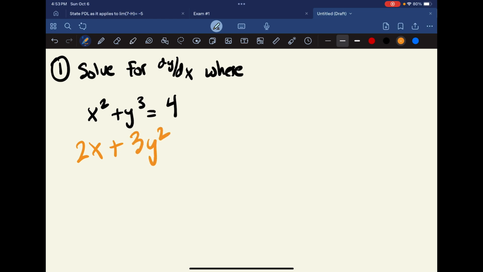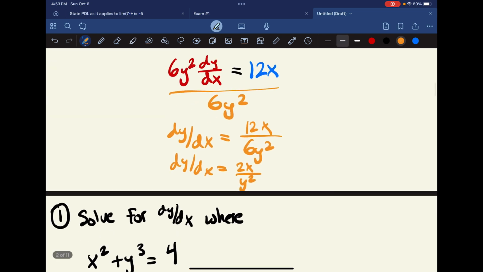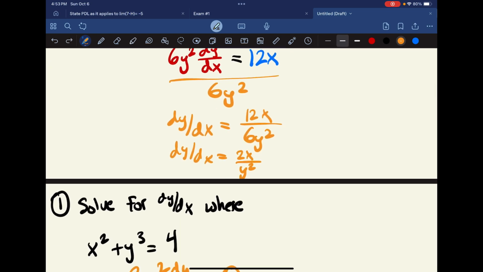And then since we just took the derivative of a non-x term, we got to write dy dx equals, and then the derivative of 4, that's a constant, so it's just 0, right? So then now, just like the last problem, we want to solve for dy dx, right? We want to get it isolated.